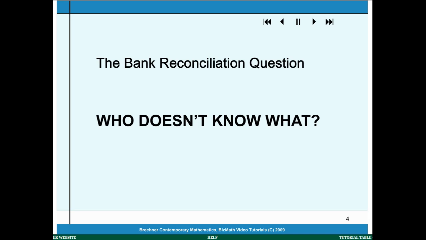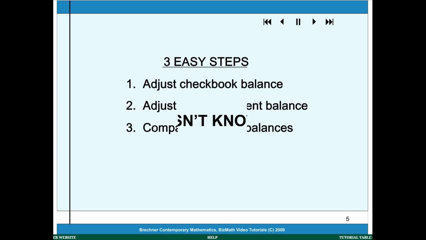Once you have adjusted both the checkbook and the bank statement, both account balances should be equal. Reconciling bank statements is really quite easy to do and should take only a few minutes each month. The process can be summarized in 3 easy steps.